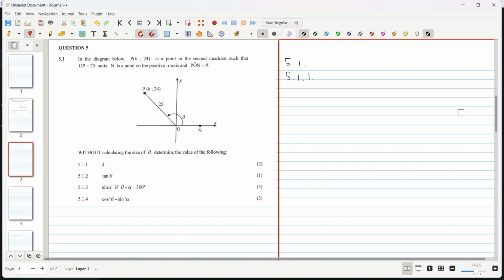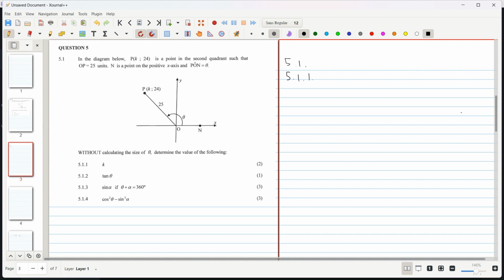The first thing they ask us, without using the calculator, is to determine the value of theta. Without using the calculator, we need to calculate the size of theta. In this case, they ask us to determine the value for k for the first one here. The value for k, k is a point on this line here, OP. So k is a point here at P.